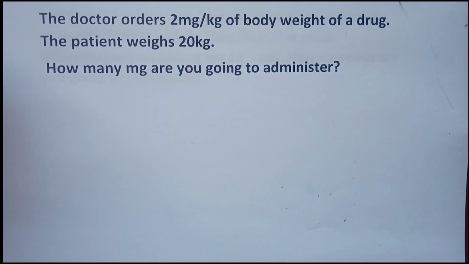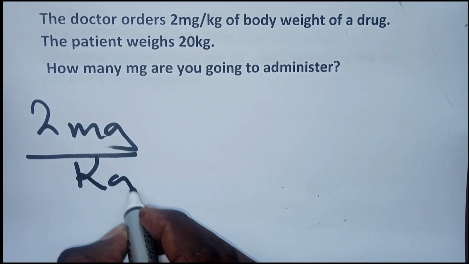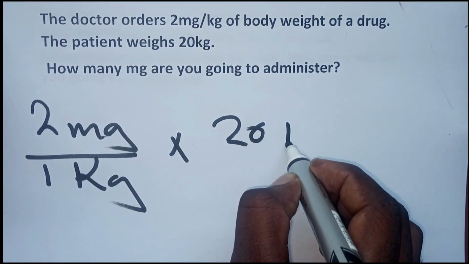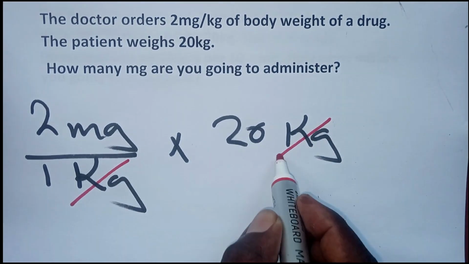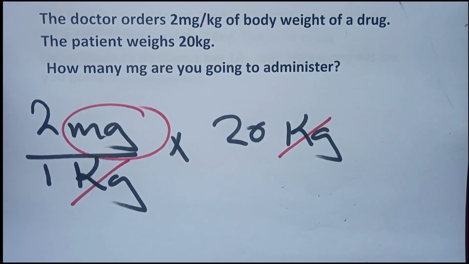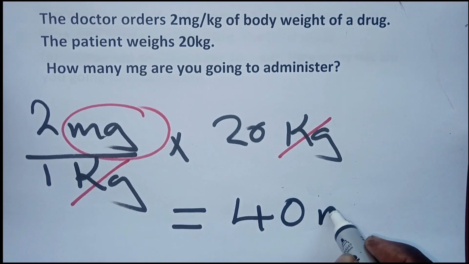Example number 1. The doctor orders 2 milligrams per kg, which is the same as 2 milligrams over 1 kg, for a patient who weighs 20 kg. How many milligrams are you going to give? This one is simple and straightforward. We are going to cancel out the units which we don't want, and we are going to remain with the milligrams. So 2 times 20, we are going to administer 40 milligrams of the drug.